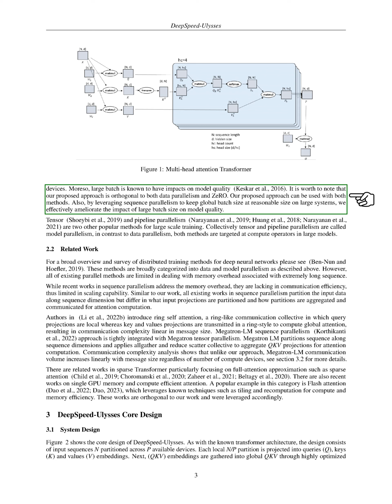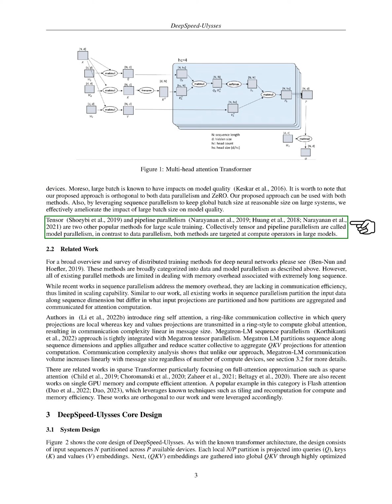Tensor and pipeline parallelism are two other popular methods for large-scale training. Our proposed approach, DeepSpeed Ulysses, can be used with both methods. By leveraging sequence parallelism to keep the global batch size at a reasonable size on large systems, we effectively reduce the impact of large batch size on model quality.